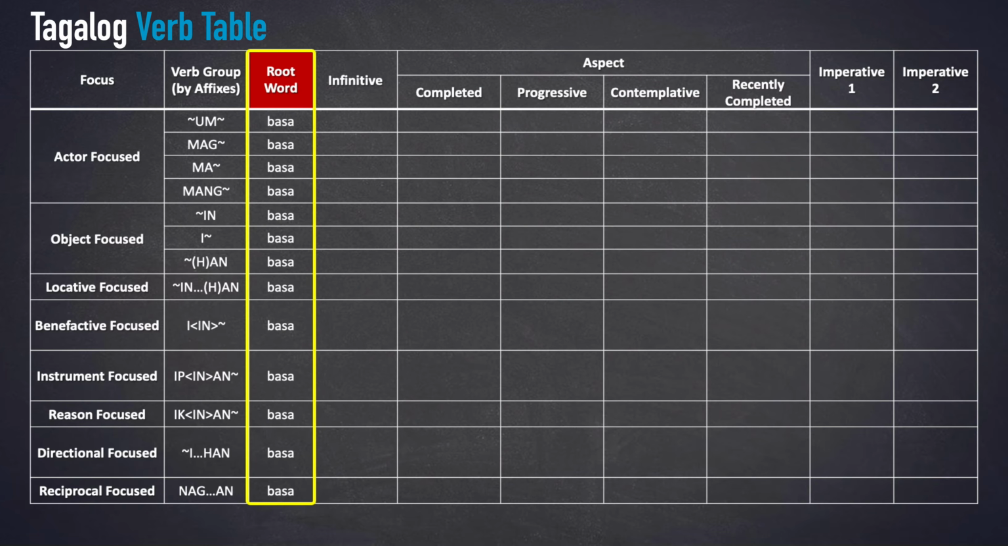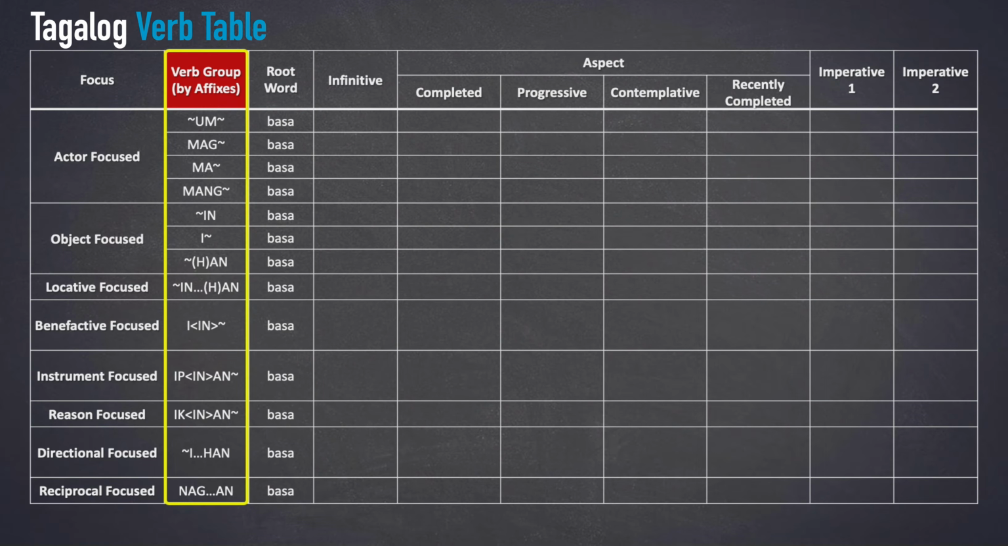The second thing you need to remember is that in most cases, you need to combine the root word with another set of words to create a verb. And those set of words are affixes, something that we talked about in the last video. If you have missed that, do check it out. The link is in the description box down below.